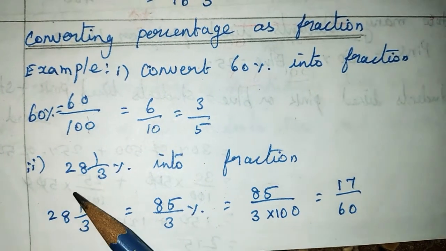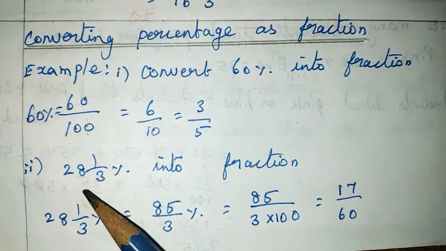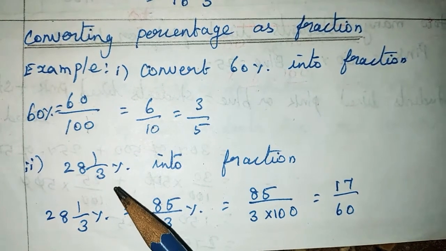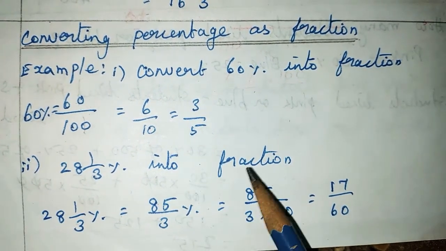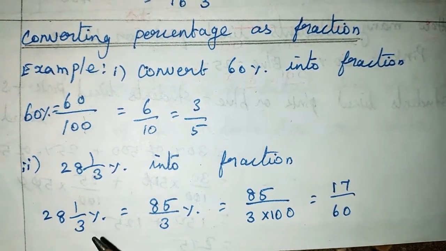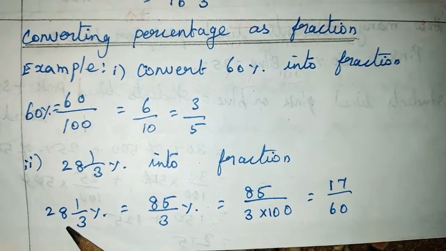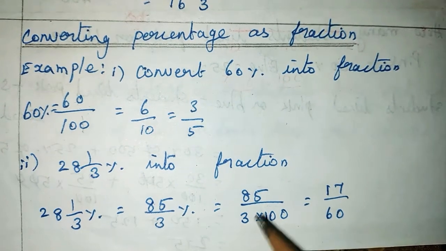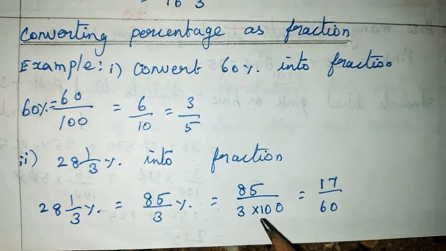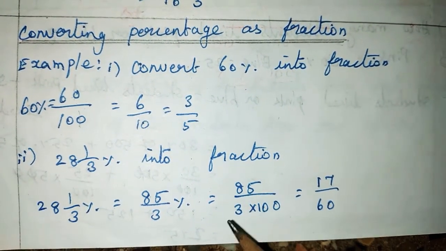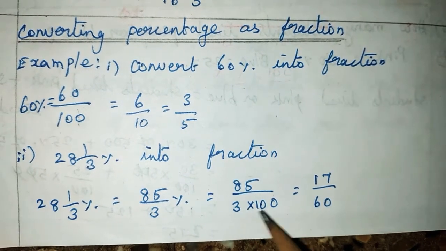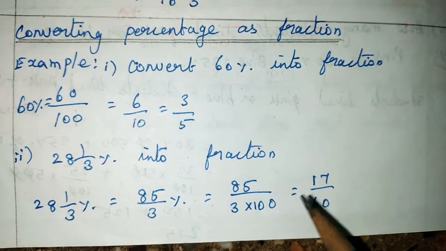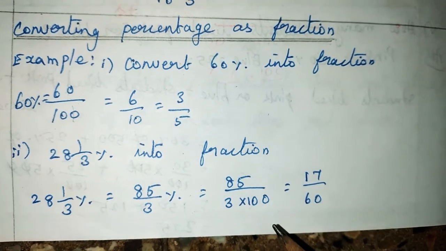Then one more example, 28 1 by 3%. Here a mixed percent is given. You have to change this mixed percent into a fraction. That is 28 1 by 3. First, you have to convert this mixed number into an improper fraction. Then instead of the percentage symbol, you have to put 100 in the denominator. Then we get 85 by 3 into 100. When we cancel by the common factors, we get the fraction as 17 by 60.